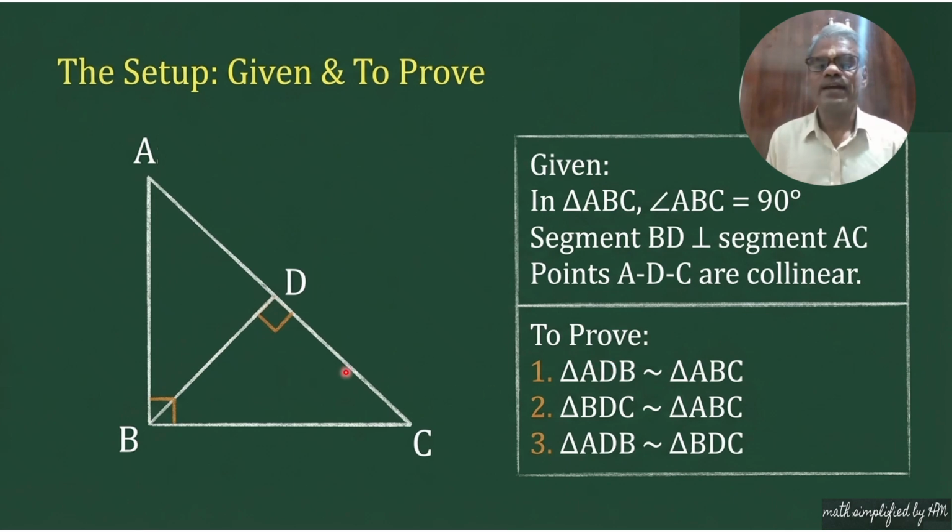We have to prove that triangle ADB is similar to triangle ABC and triangle BDC is similar to triangle ABC, and also we have to prove that triangle ADB is similar to triangle BDC.